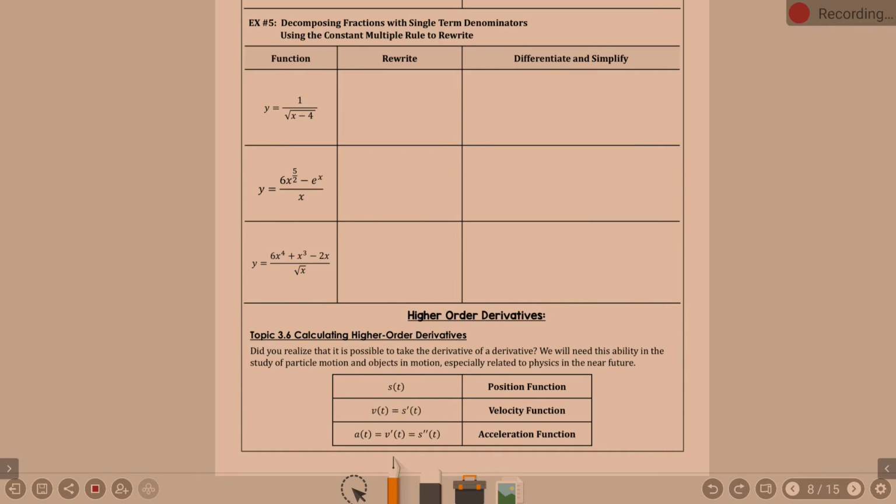So constant multiple rule just being in terms of taking two derivatives. I feel like those directions are fancier. Basically, we're just going to take some derivatives.